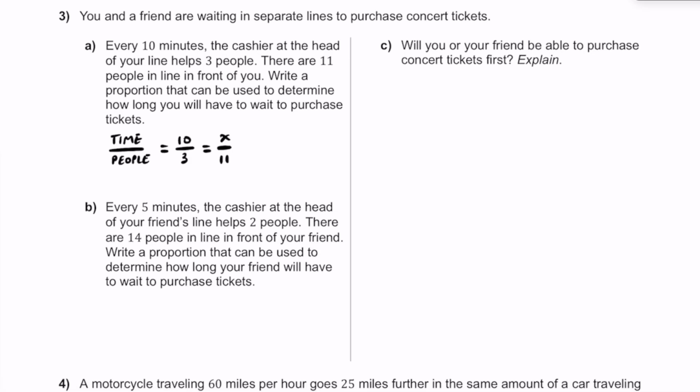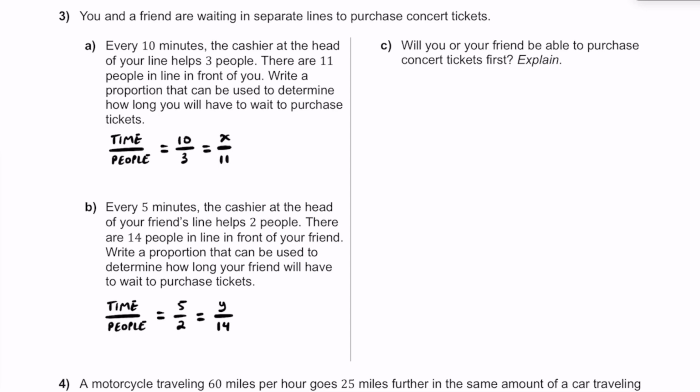All right, what about your friend here? We could essentially set up this same rate, except this time we know that your friend says every 5 minutes they're able to help 2 people. So we have a slightly different rate here. And what if there's 14 people in line ahead of your friend? Well, 14 is going to go on the bottom where the people are. And then maybe we can use Y to represent the amount of time that it's going to take for your friend to be able to get their tickets.